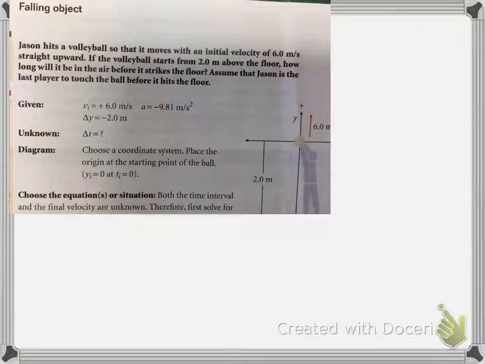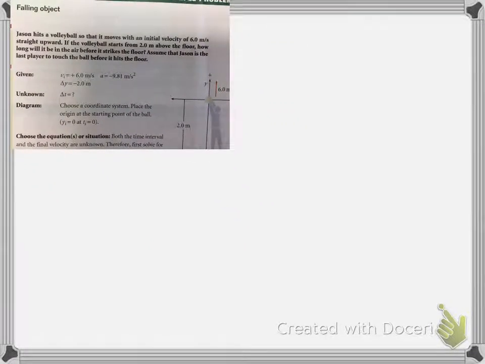So we have some co-ed volleyball, and Jason hits a volleyball so that it moves with an initial velocity of 6.0 meters per second straight up. If the volleyball starts from 2 meters above the floor, how long will it be in the air before it strikes the floor? Assume that Jason is the last player to touch the ball. So this is where drawing a picture is enormously helpful.